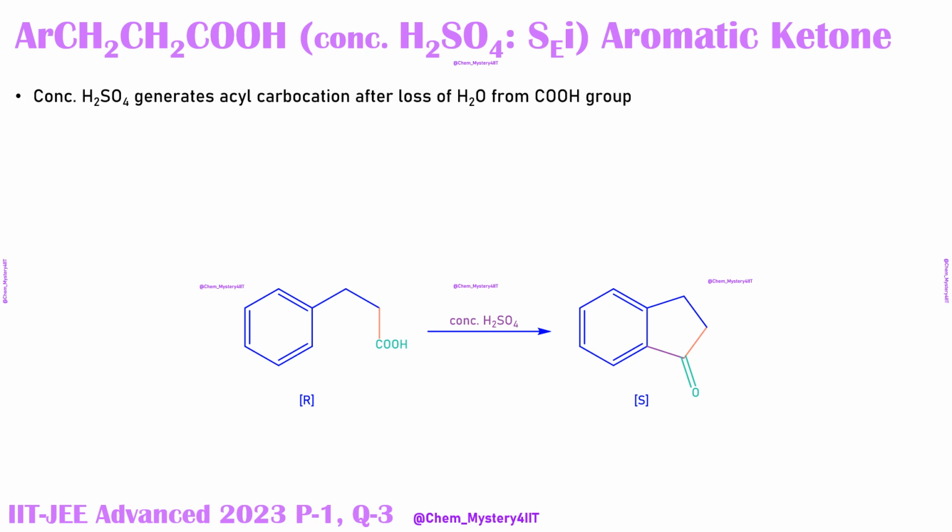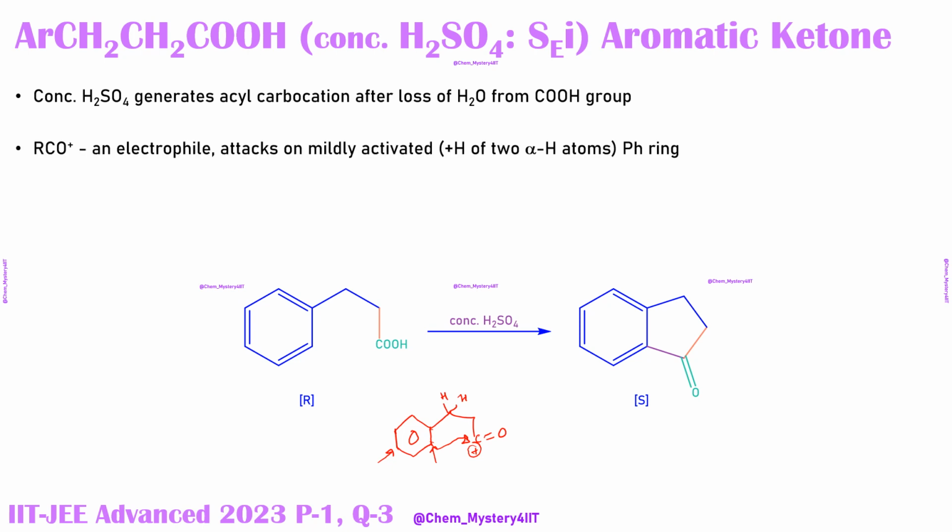You have taken here concentrated sulfuric acid, this can generate over here the acyl carbocation. So what we are expecting in this case, we should be getting something like C double bond O plus. And now because of these alpha hydrogens, we have got good hyperconjugation, so these two positions are activated. These positions can attack onto this positive charge, and we can have this kind of 5-membered ring closure possible in the final product.